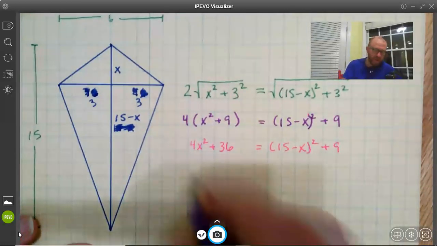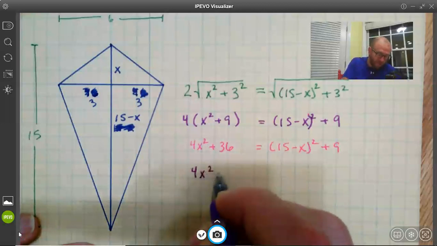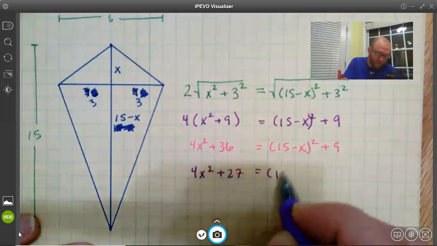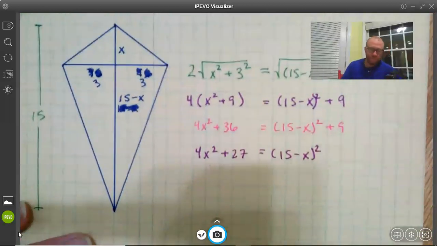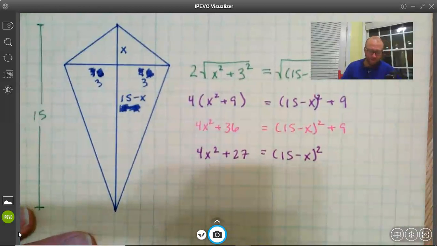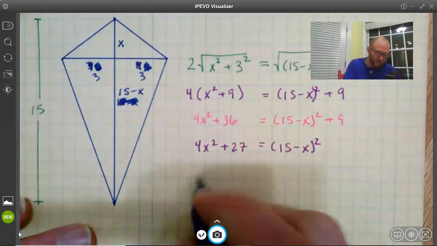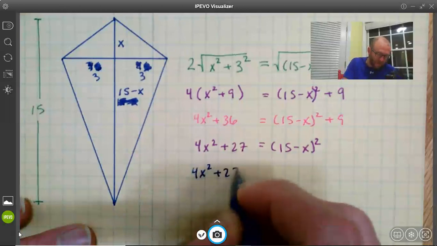Right, so I'm going to subtract 9 from each side. So that's going to be 4x squared plus 27 equals 15 minus x squared. I just do that because I want this to be by itself before we open it up. Now, when you open up a perfect square binomial, open up this. I'm just going to leave this side alone for now.